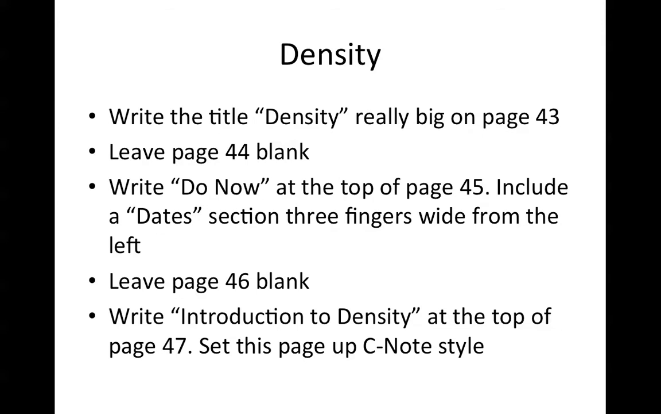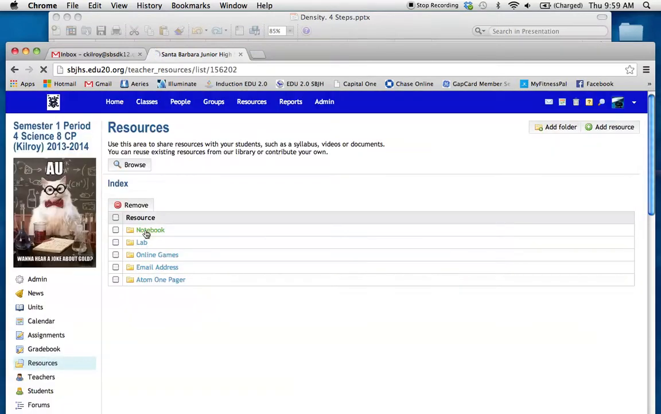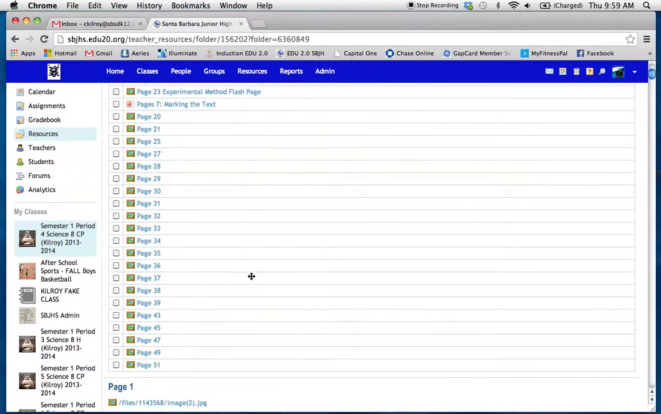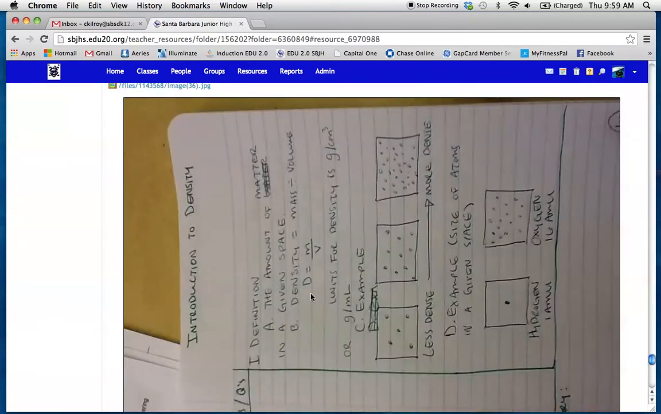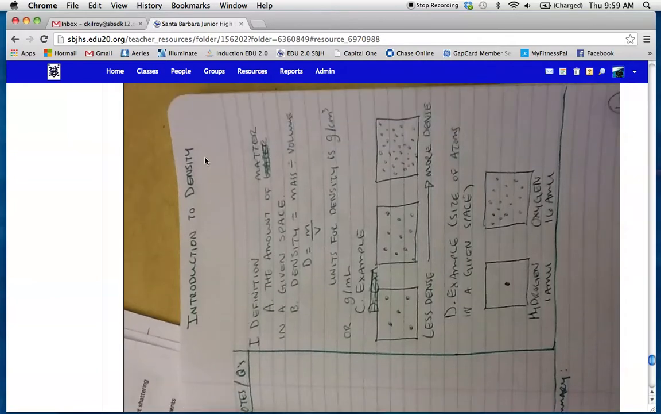Also, if you check on EDU, go to resources on the left-hand side, click on notebook. There are pictures of all the pages, so what they're supposed to be looking like. So page 47 will end up looking like this with notes. So right now you just have the C-note style set up. You wrote introduction to density at the top, so now let's get started on the information.